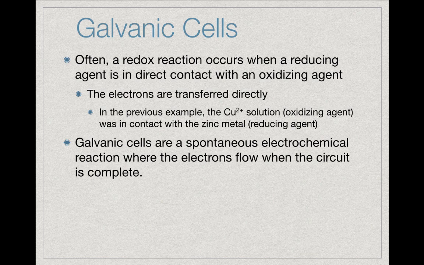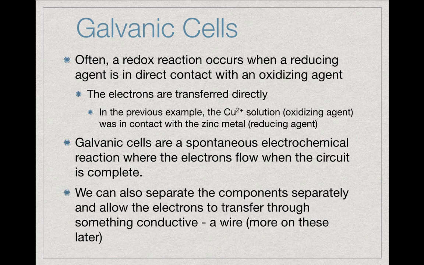So galvanic cells are spontaneous electrochemical reactions where the electrons flow once that circuit is complete or once the materials come in direct contact with each other. Now, a lot of times what we want to do is we want to be able to separate these components and allow the electrons to transfer through an external circuit, something conductive, such as a wire. And we'll be talking a little bit about those a little bit later.